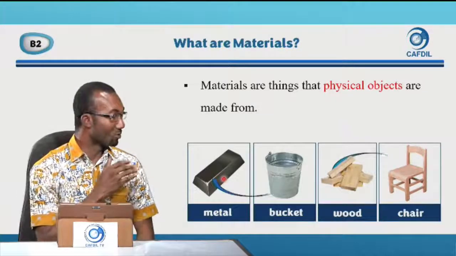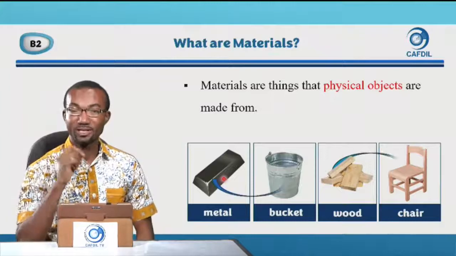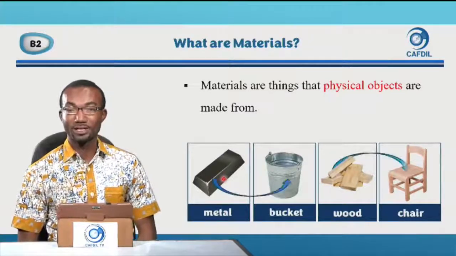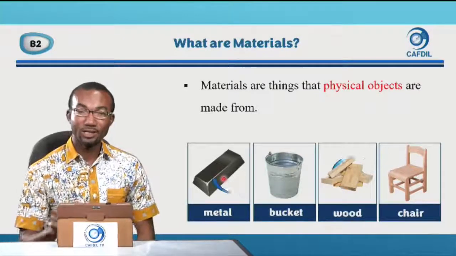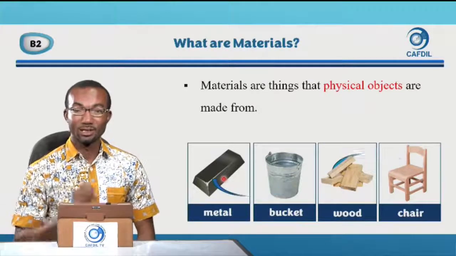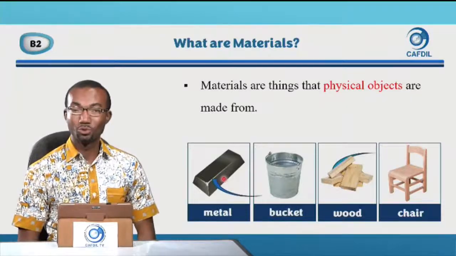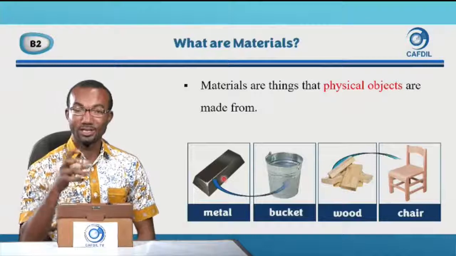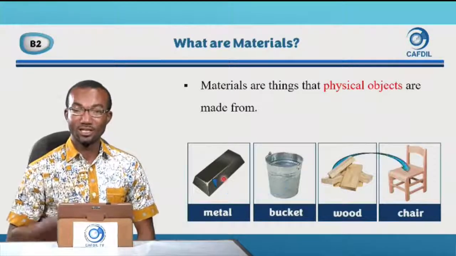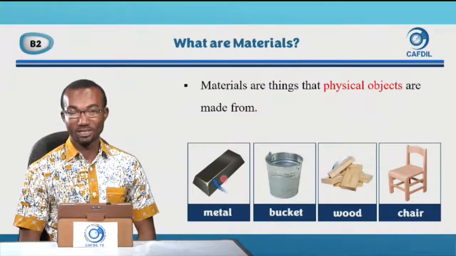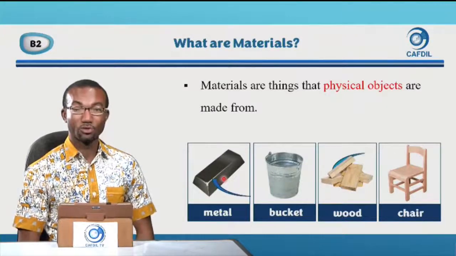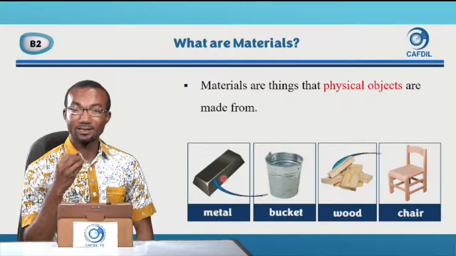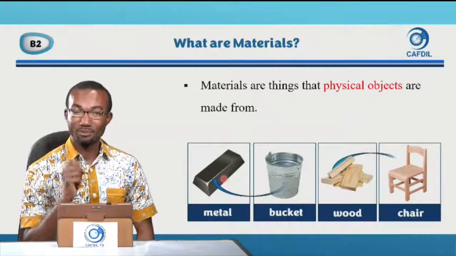If you look at wood as a material, the pencil that you use at school to write and draw is made of wood. Even the book that you write in, we get books from wood. If you look at the table, the chair that you sit on, they are all made of materials, and this material is called wood. So materials are things that physical objects are made from.